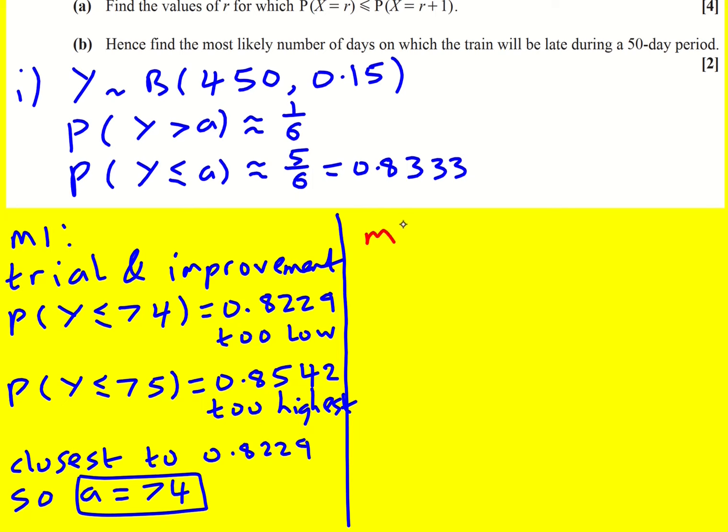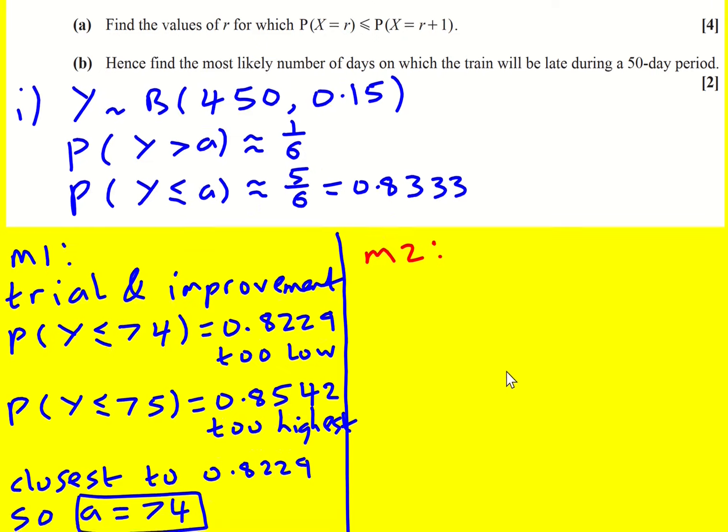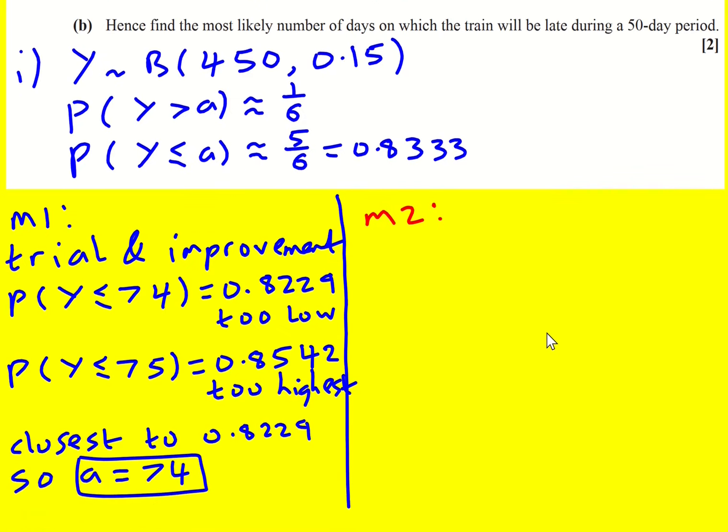Method 2. It actually comes back to what I was saying right at the start of the question. If we had a normal distribution, this question would be very quick because we could use the inverse normal function. But we know that we can approximate a binomial distribution with a normal distribution if we have large n and or p close to 0.5. So we do have a very large n here, and so let's go for it. Normal approximation.